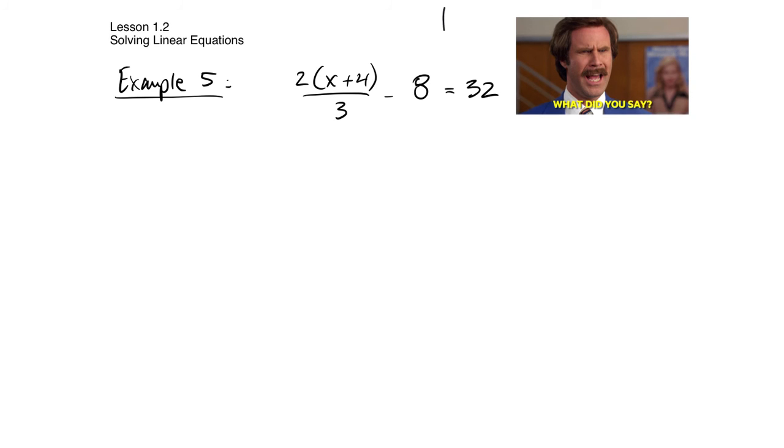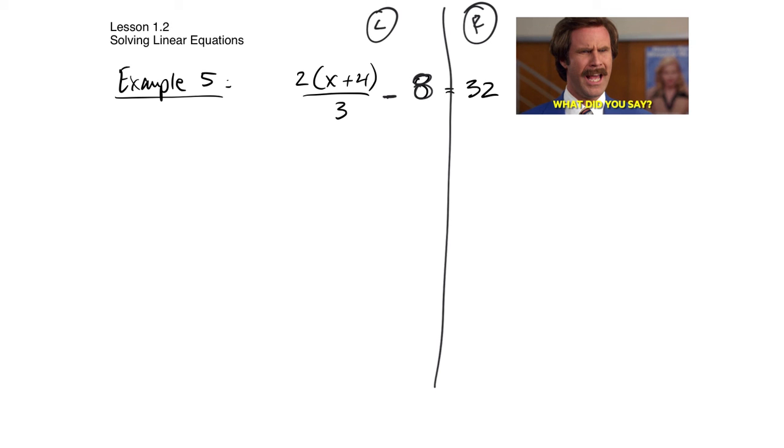Example 5, write this down. Draw your line. You have a left side and a right side. Say what now? What did you say? 2 times x plus 4 in the numerator divided by 3 minus 8 equals 32.